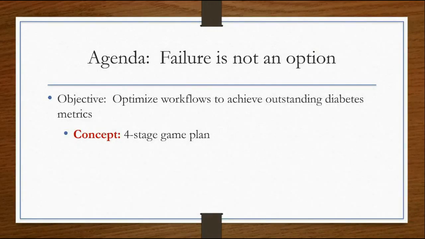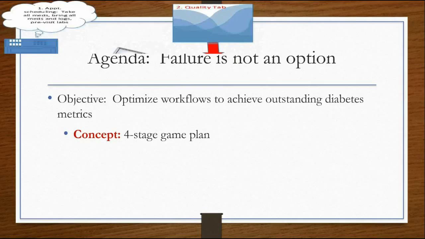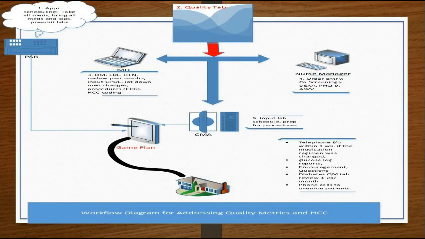The objective of this talk will be to optimize workflows to achieve outstanding diabetes metrics, and we will be presenting a 4-stage game plan that takes us from the pre-visit to the post-visit follow-up. This schematic diagram illustrates our stages. Stage 1 is scheduling appointments.